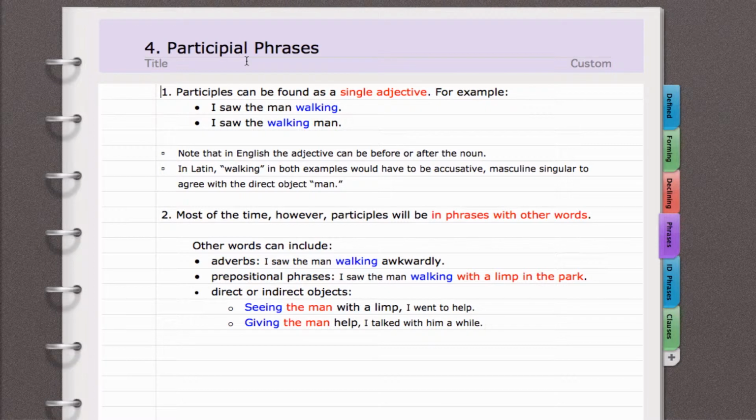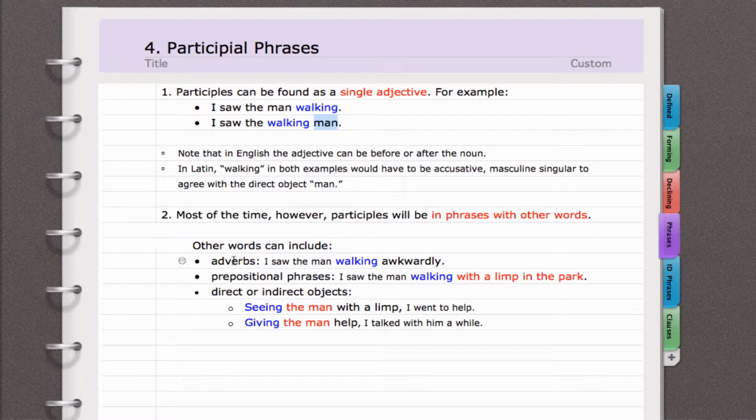Participial phrases. Participles can be found as a single adjective. I saw the man walking. I saw the walking man. Note in these that the adjective can either be before or after the noun. And walking in both of these examples, incidentally, would be accusative because man is the direct object of each one of these. Most of the time, however, participles will be in phrases with other words.